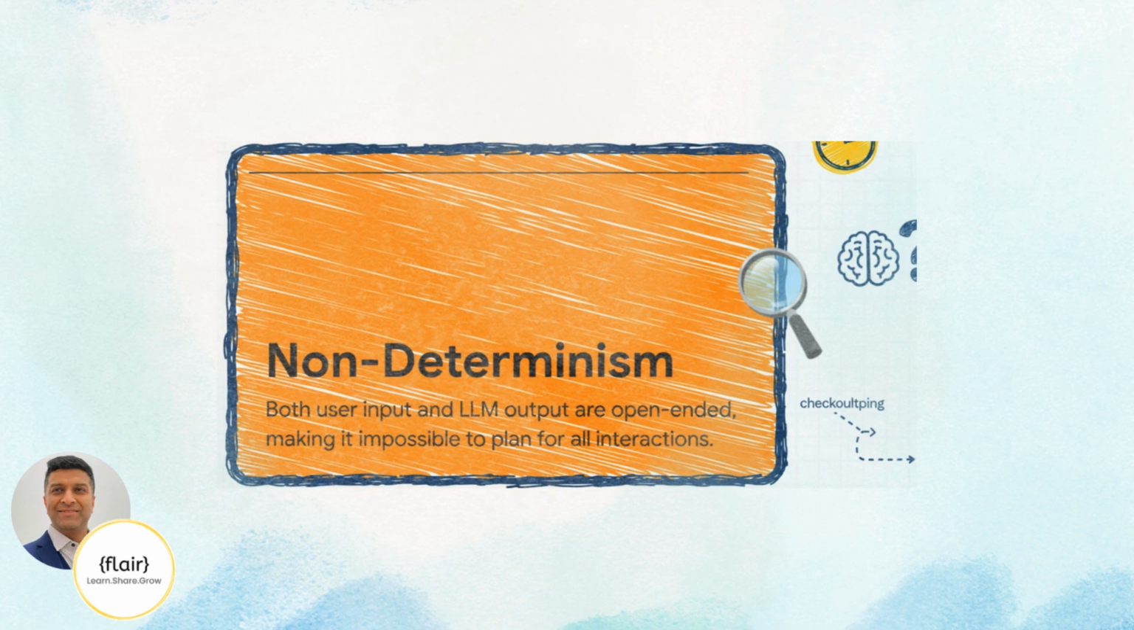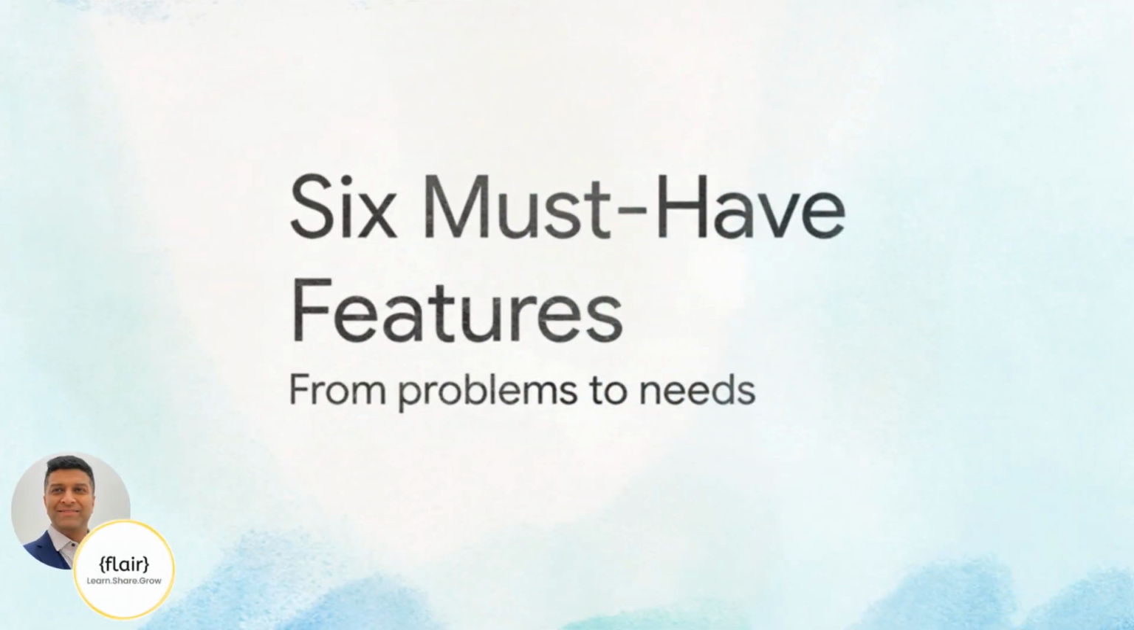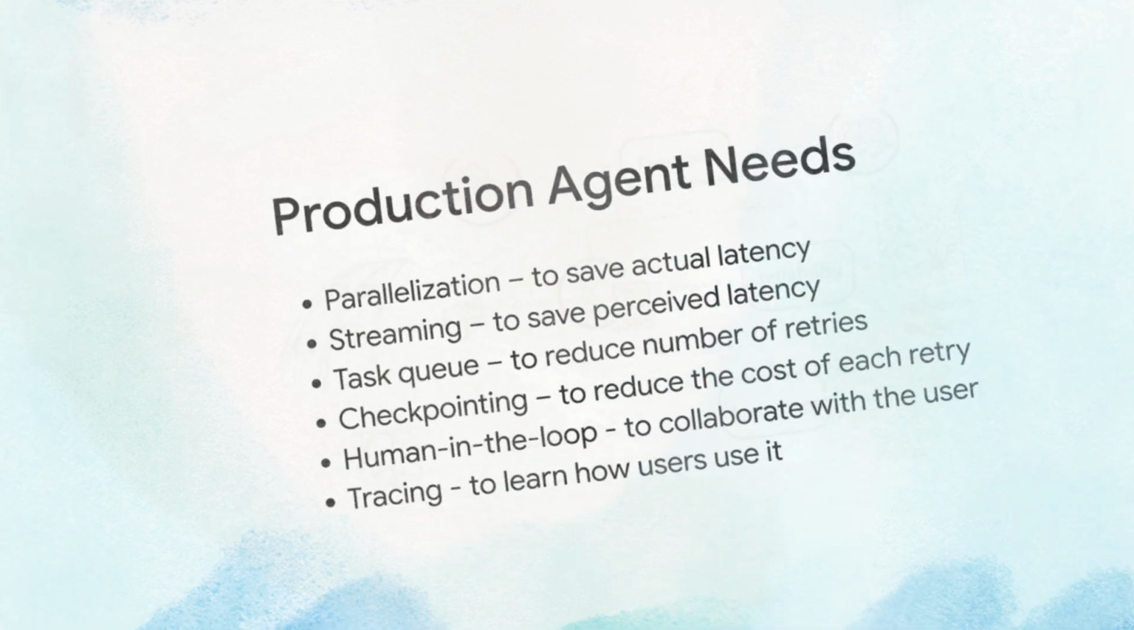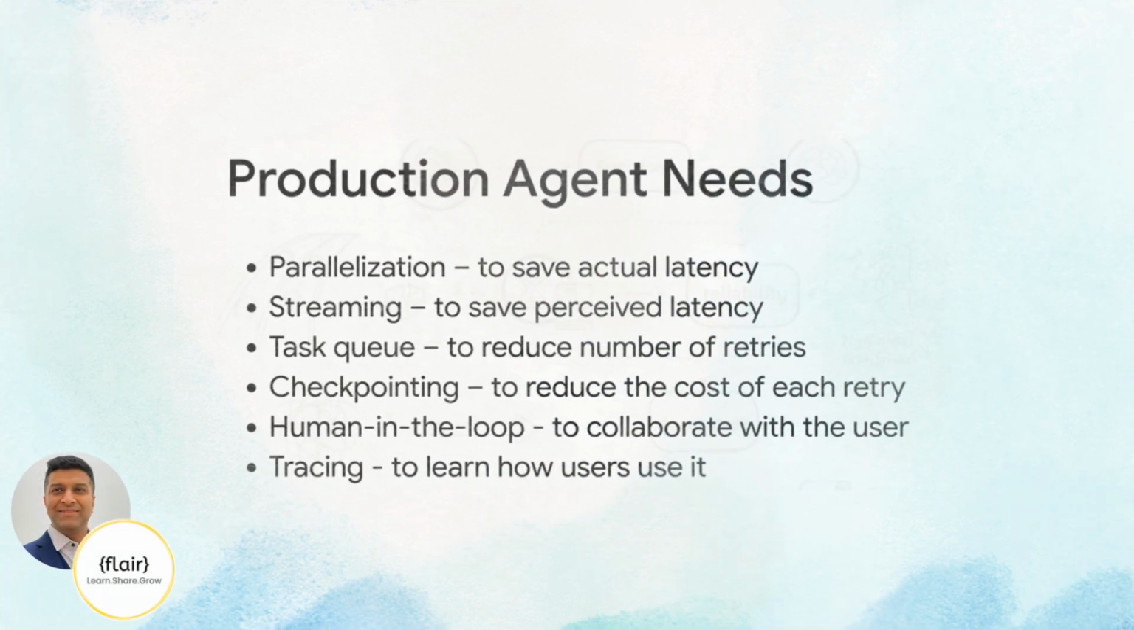All right, so we've got our three big problems: latency, reliability, and non-determinism. So, what do we do about them? This is where we shift from just talking about problems to defining a concrete list of must-have features. What do developers actually need to build agents that can survive in the wild? So, here are the six things you absolutely need. To deal with latency, you need two things: parallelization, so you can do multiple things at once instead of one after another, and streaming, so the user sees progress and doesn't think the app is frozen. It's all about managing perceived latency.